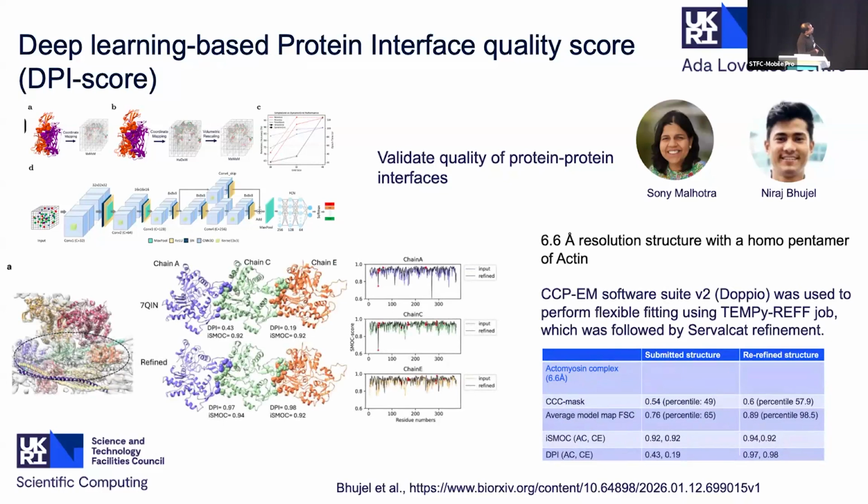It's an actin complex built at low resolution. And you have DPI score highlighting some of these interfaces have low scores. So there's potential probably to improve this. And if you do a bit of re-refinement and automated workflows in Doppio, you can improve this interface, and the DPI score also improves.